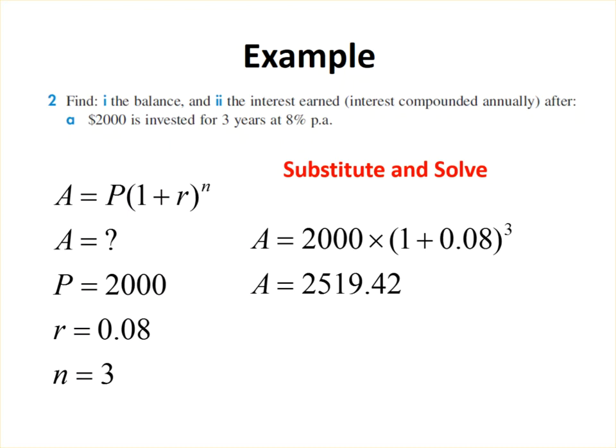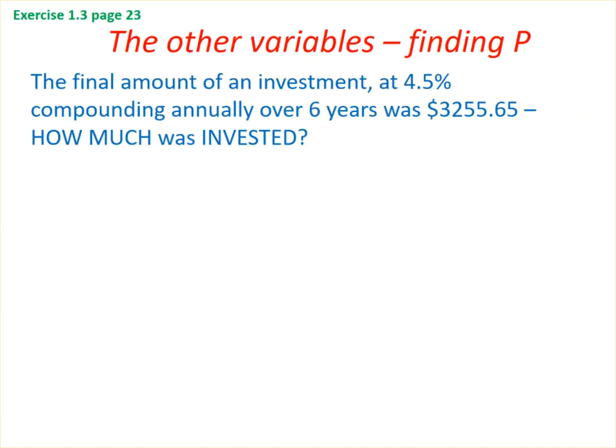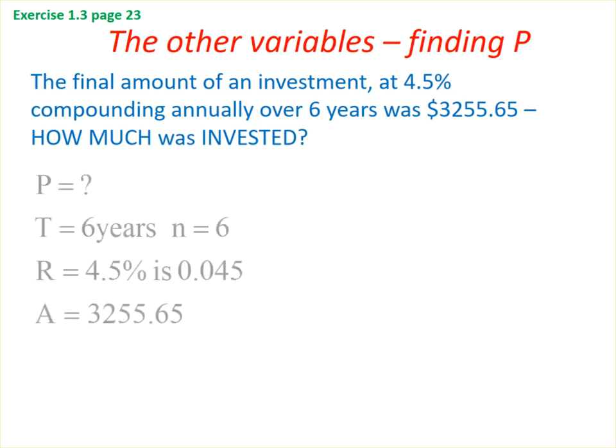Everyone happy to move on to another one? We know other things that are different to the last question. So what do we know? Someone help me out. Identify, what does it want? Write down everything we know. Right? So write it all down. We want to find the P, or the principal.